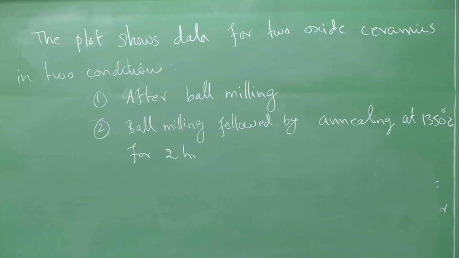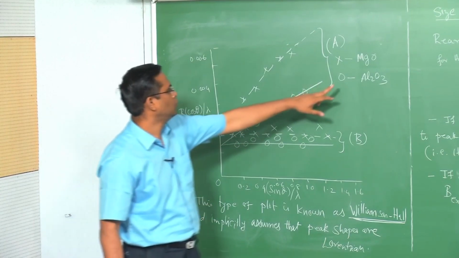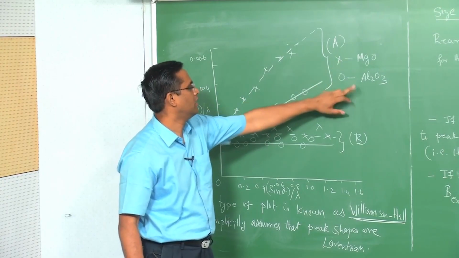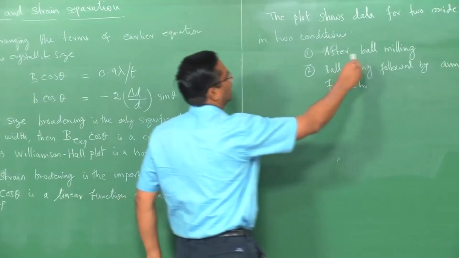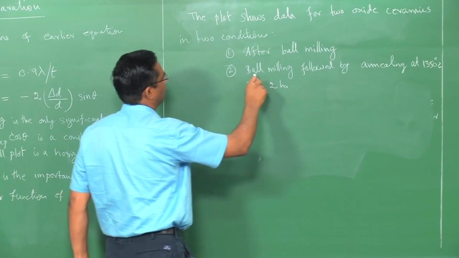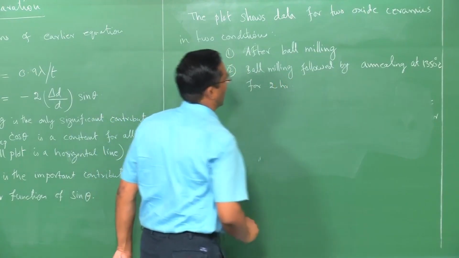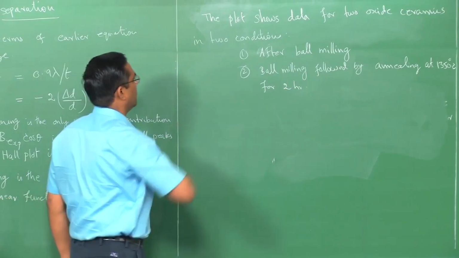Okay. So, now let us complete that discussion. This plot, as I mentioned, belongs to two materials, magnesia and alumina, after two conditions: after ball milling, and after ball milling followed by an annealing at 1350 degree centigrade for 2 hours.